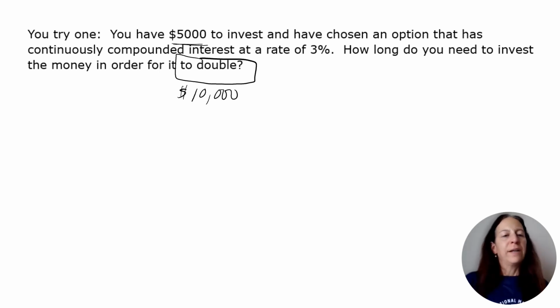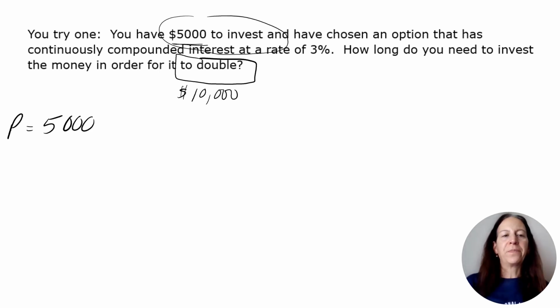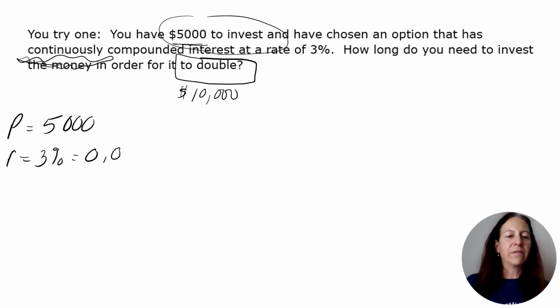Okay, so let's see how you did. You have $5,000 to invest. So that's your starting amount. You got $5,000 burning a hole in your pocket. And you have chosen an option that is compounded continuously. That's like your tip off to which formula, at an interest rate of 3%. So hopefully you managed to write down the interest rate there. The question is how long you need to invest the money in order for it to double. So our final amount, we want to be 10,000. That was the hint that I gave you.